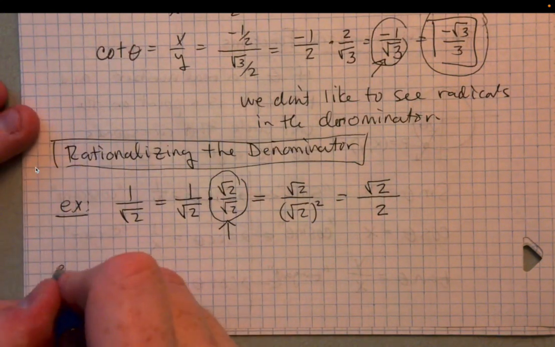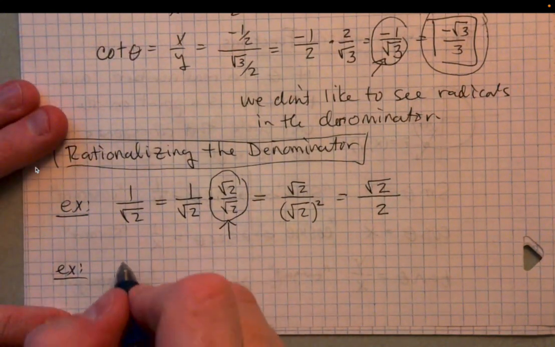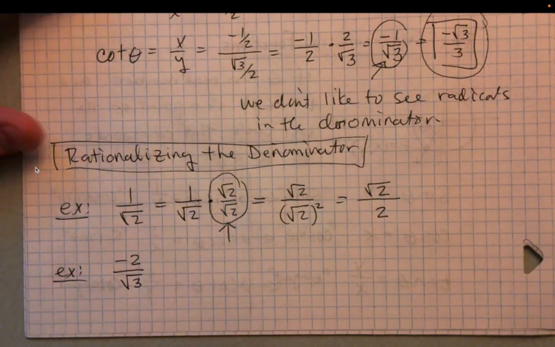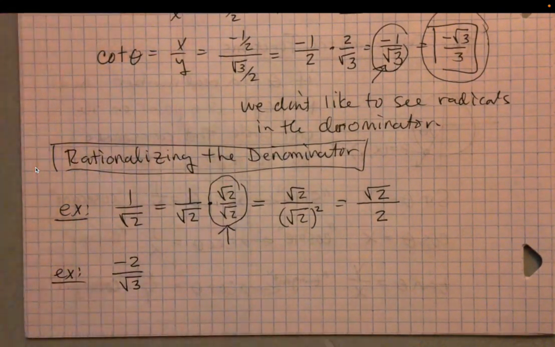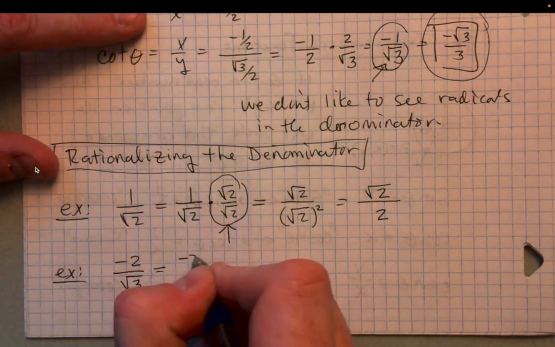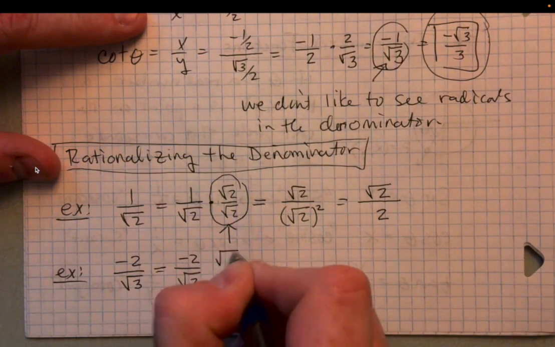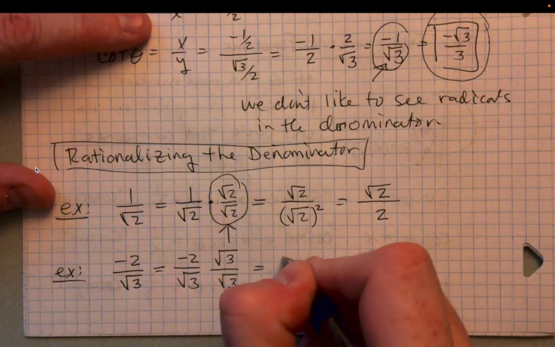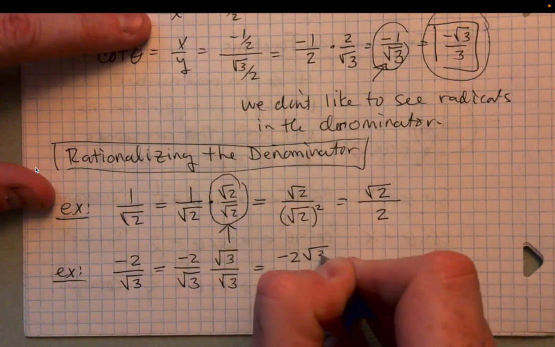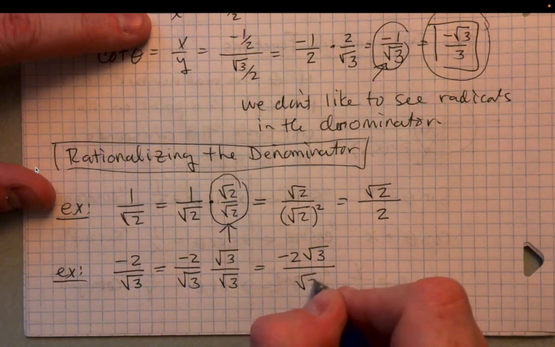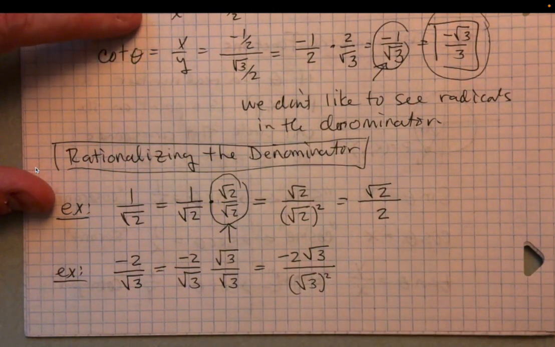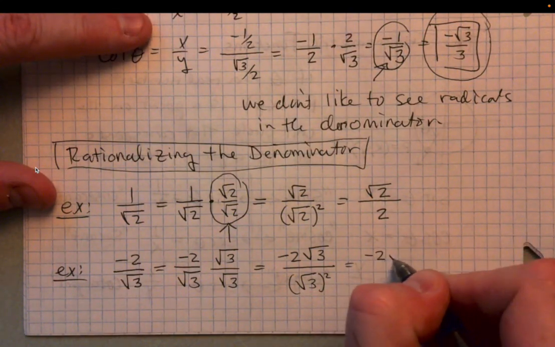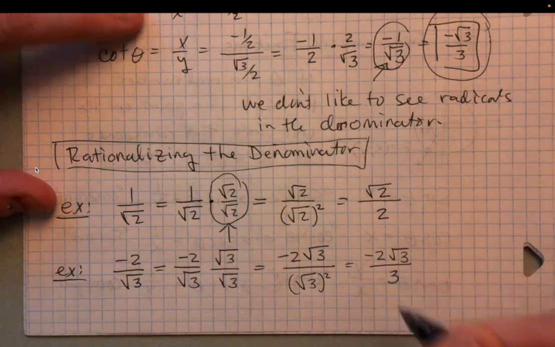Let's do another example. Let's say I have negative 2 divided by the square root of 3. Again, I don't want the square root of 3 in the denominator, but I want an equivalent number. What I can do is multiply by the square root of 3 over the square root of 3. When I do that, in the top I get negative 2 times the square root of 3, and down below I get the square root of 3 squared, and the square of a square root, because they undo each other, gives me negative 2 times the square root of 3 divided by 3.